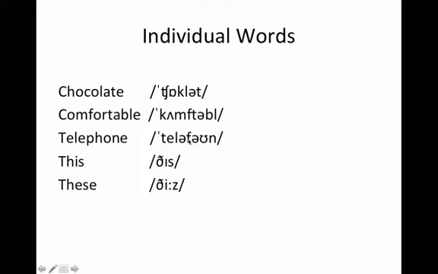Telephone. And this is a diphthong in here with the sliding sound. Again, you can see very, very clearly the difference here. Commonly mistaken words, this and these. Okay, so this is how the phonemes look when you actually put them together.